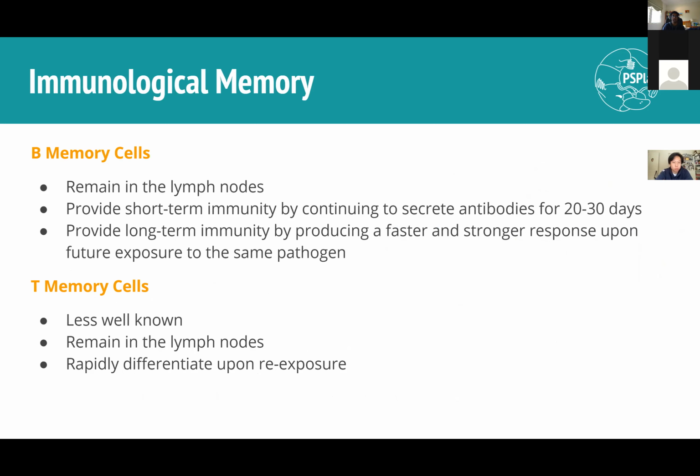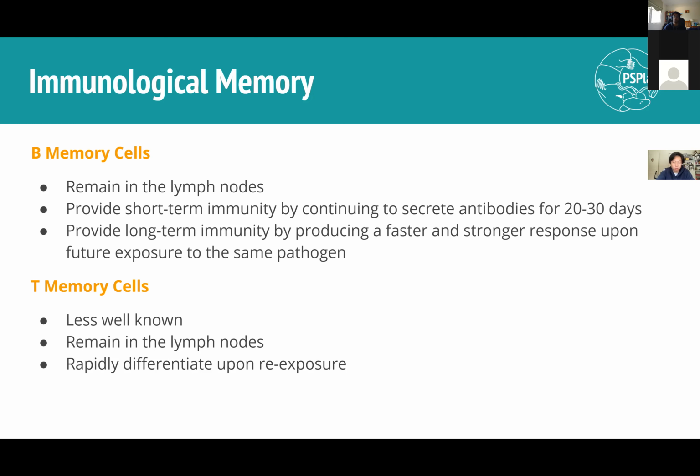And final slide, so let's talk about how we have immunological memory in the first place. We have our B memory cells, which we talked about there. They're going to stick around in the lymph nodes. They're going to provide short-term immunity by helping us continue to secrete antibodies for 20 to 30 days after our initial response. And then we also have long-term immunity, because if you think about our initial process, we needed to find the naive B cell with the correct receptors, and then go through the whole expansion process. This time, it's going to be a lot easier because we already have several thousand cells with the right receptors. So it's a lot faster for a pathogen to come into contact with one.